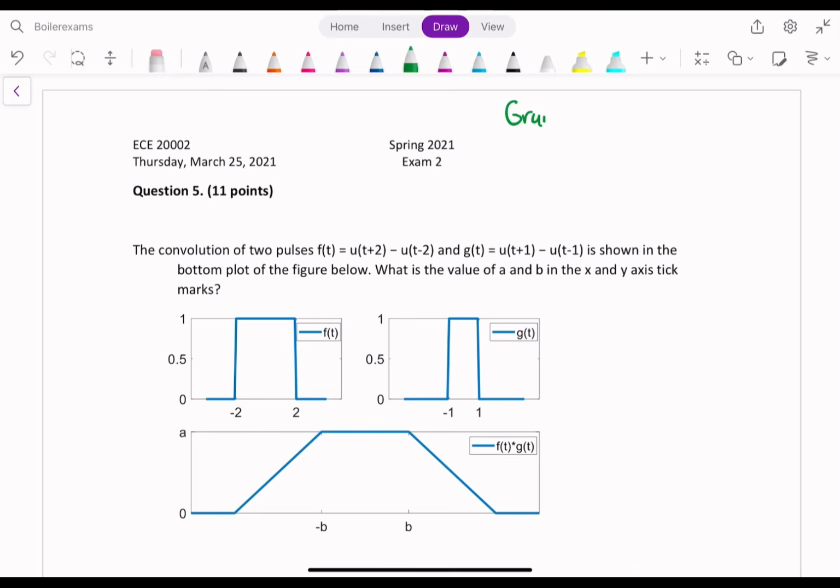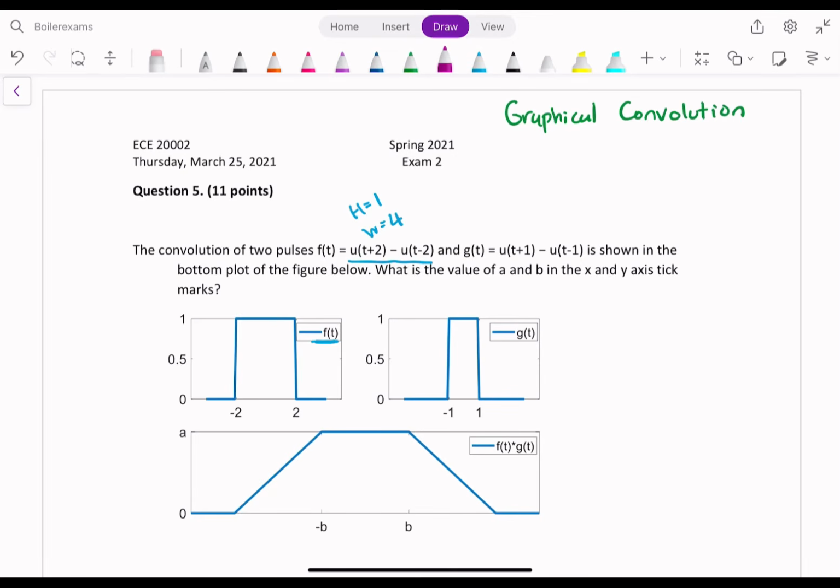Okay, what we have here is a graphical convolution question. And so what this question has given us is two functions f of t and g of t. And f of t is represented here in this top left plot and is equal to u of t plus 2 minus u of t minus 2, meaning it has a height of 1 and a width of 4, and it is centered at 0.